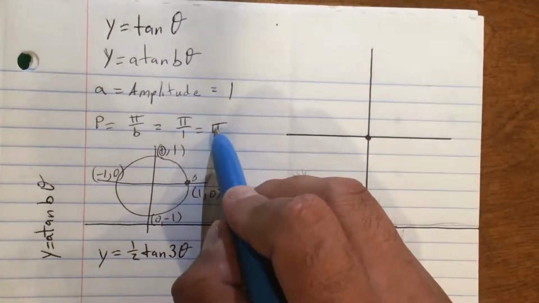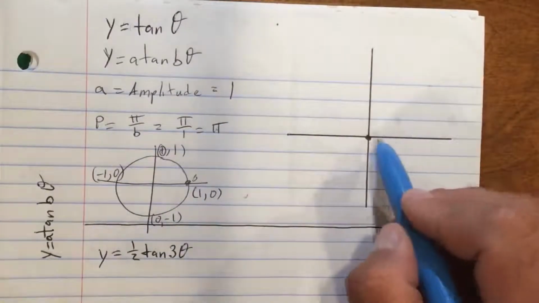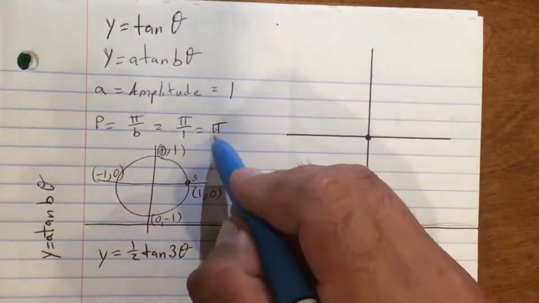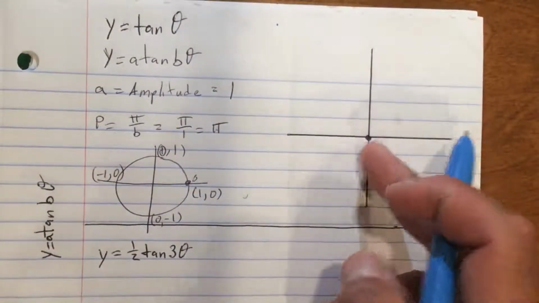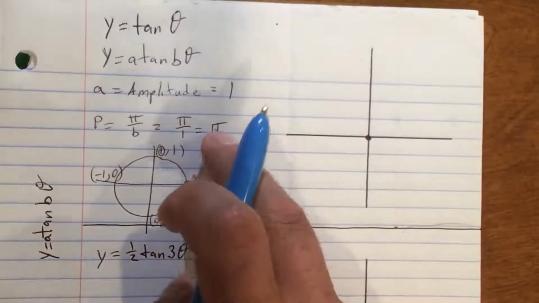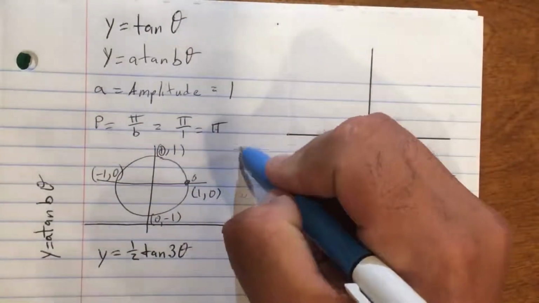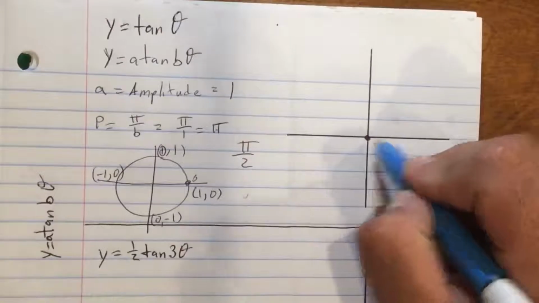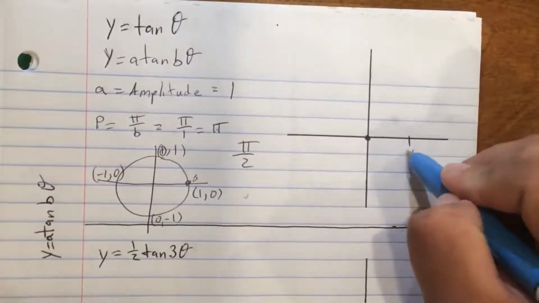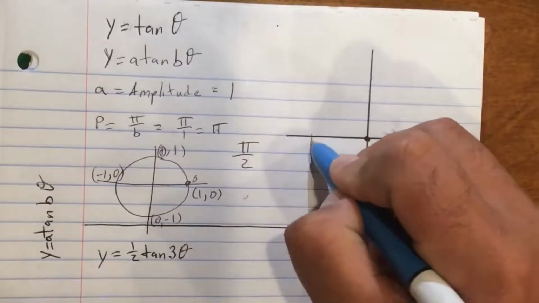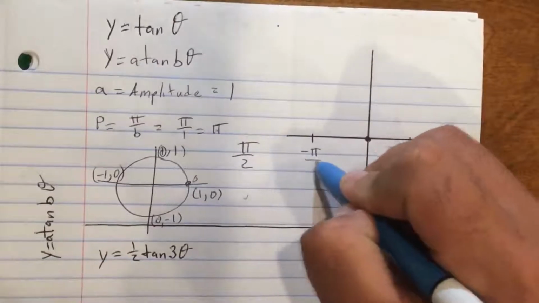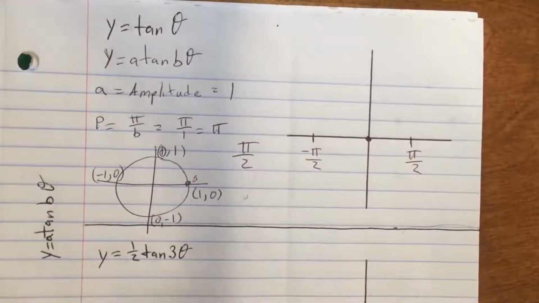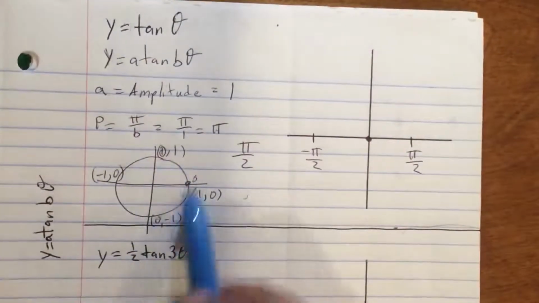If you look at this here, the period, once again, is pi, but this is here right here. So in order to figure out the distance we need to go either way, we have to divide this by 2. So we're going to have pi divided by 2, and coincidentally it's just pi over 2. We're going to go this way, pi over 2, and we're going to go this way, negative pi over 2.